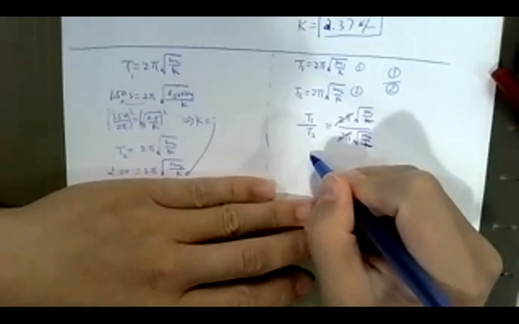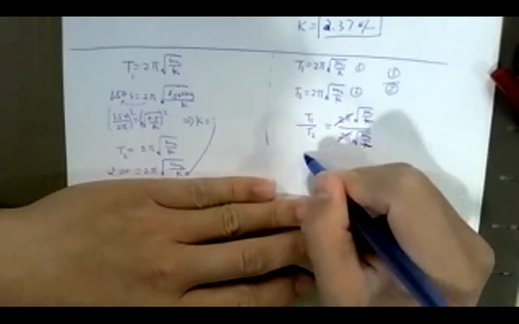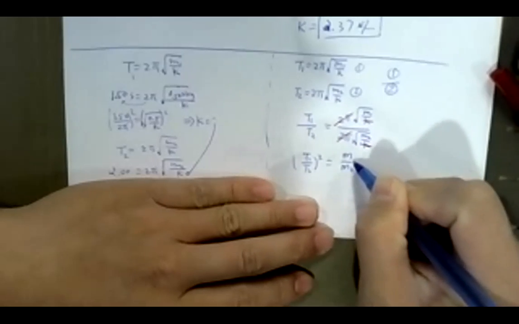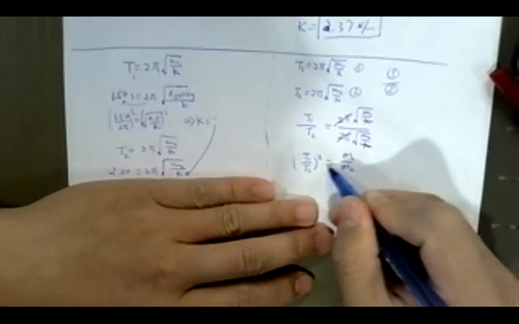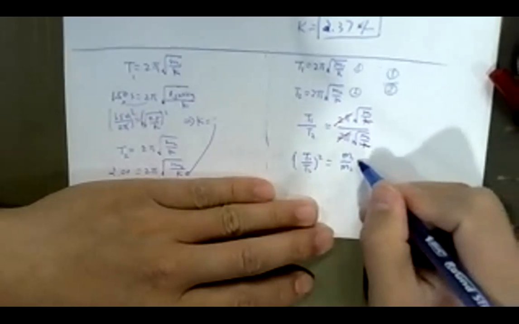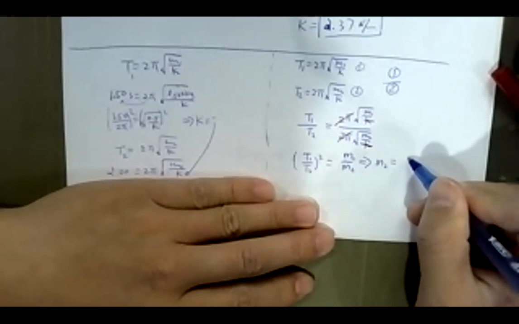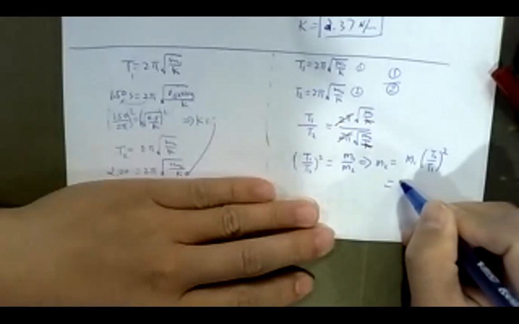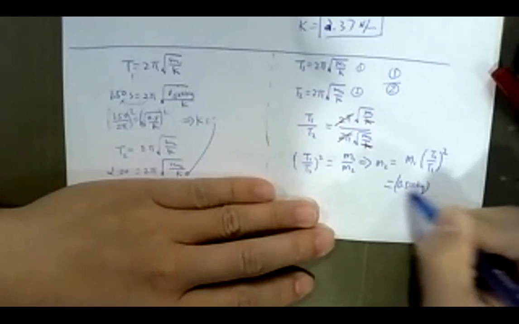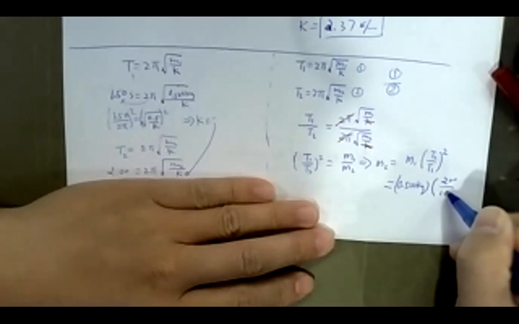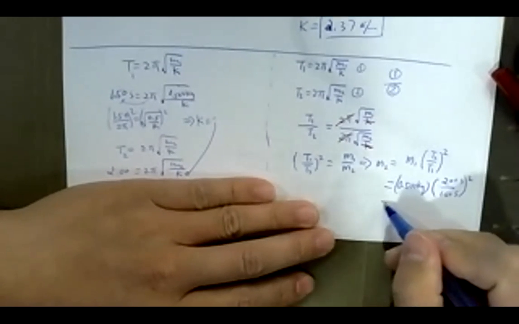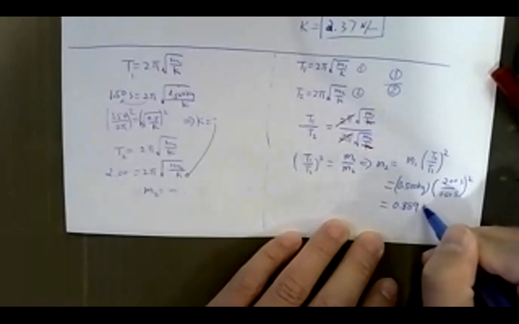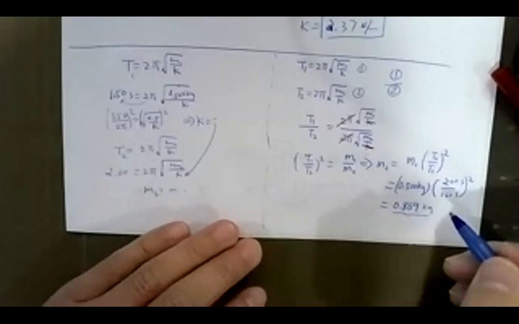So then T1 over T2 is equal to the square root of that. You can square both sides, then T1 over T2 squared equals M1 over M2. Now from this equation, you can solve for M2 directly. M2 would be equal to M1 times T2 over T1 squared. So 0.5 times 2 over 1.5 seconds squared. That will give you your M2 directly, 0.889 kilograms.